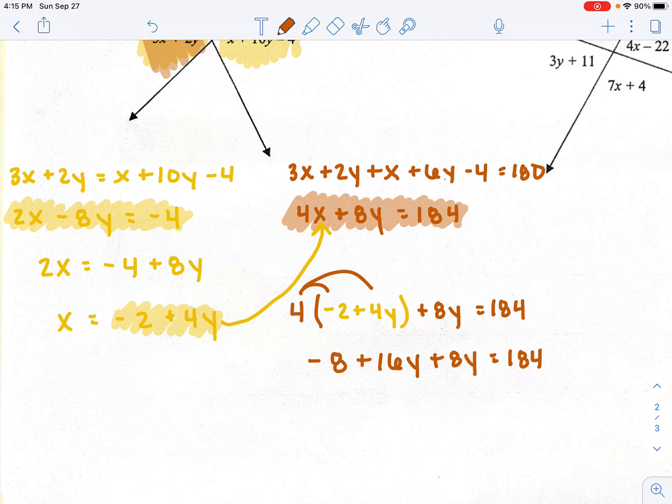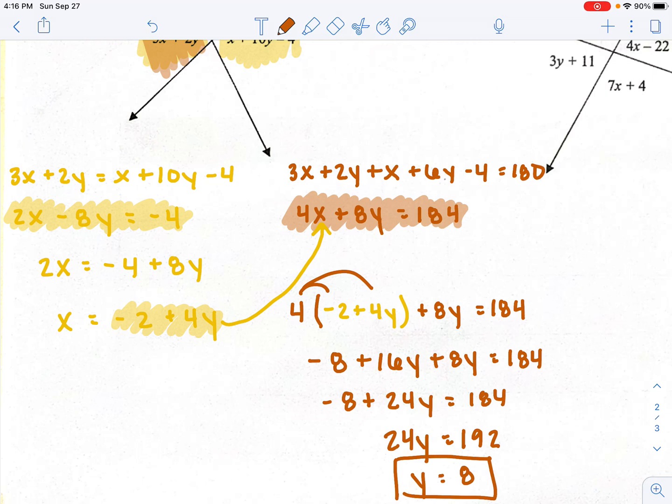I'm going to combine like terms here. So I've got negative 8, and 16y plus 8y is 24y. I think we need to add that negative 8 over. So I'm going to do 184 plus 8, and that gives me 192. I'm going to divide by 24 on both sides, and that's going to give me that y equals 8.